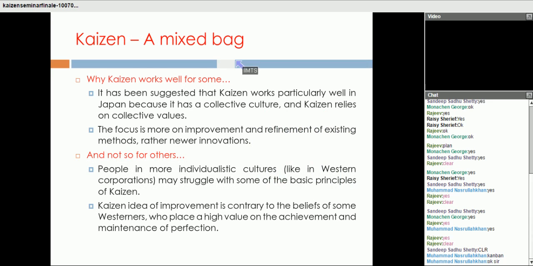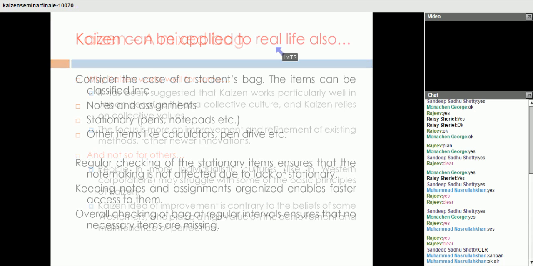So why does Kaizen work well for some? It has been suggested that Kaizen works particularly well in Japan because it has a collective culture and Kaizen relies on collective values. The focus is more on improvement and refinement of existing methods rather than newer innovations. So people in more individualistic cultures may struggle with some of the basic principles of Kaizen. Kaizen's idea of improvement is contrary to the beliefs of some Westerners who place a high value on the achievement and maintenance of perfection.